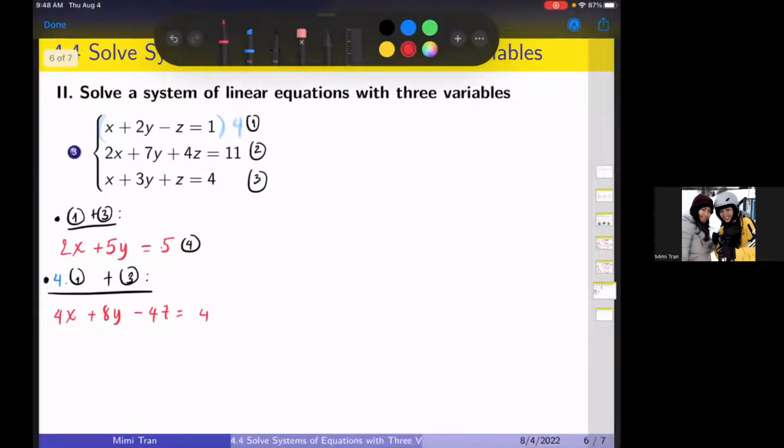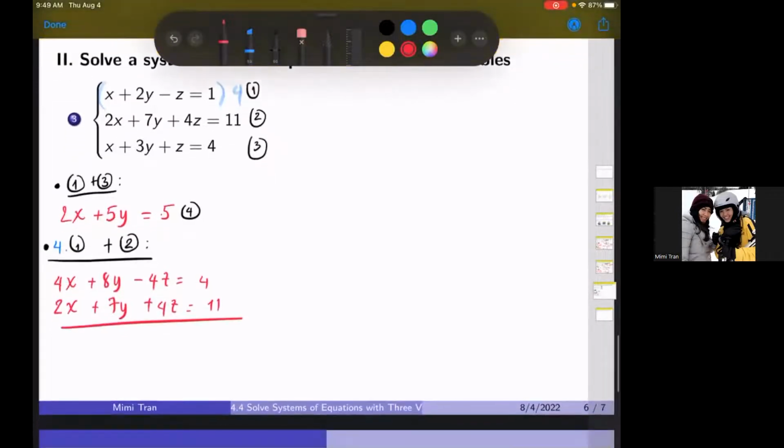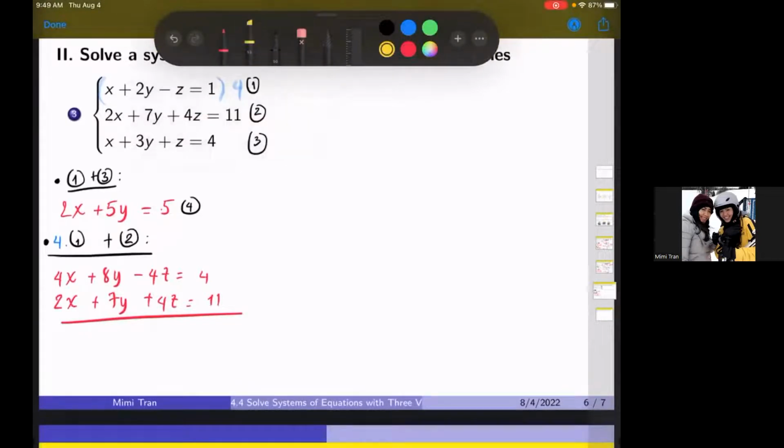And then x plus 3y. I'm sorry, add to equation 2. My bad. So 2x plus 7y plus 4z equal 11. Z is gone. 6x plus 15y equals 15.